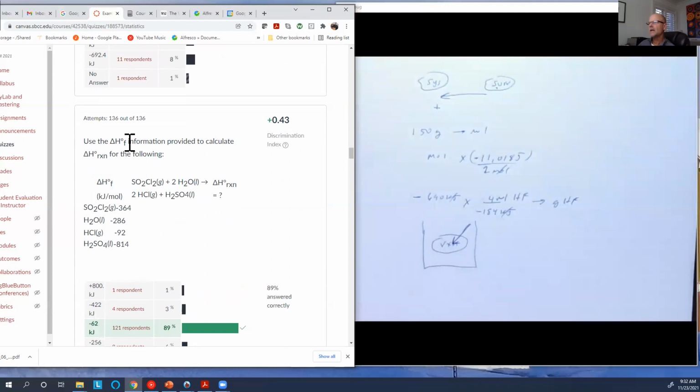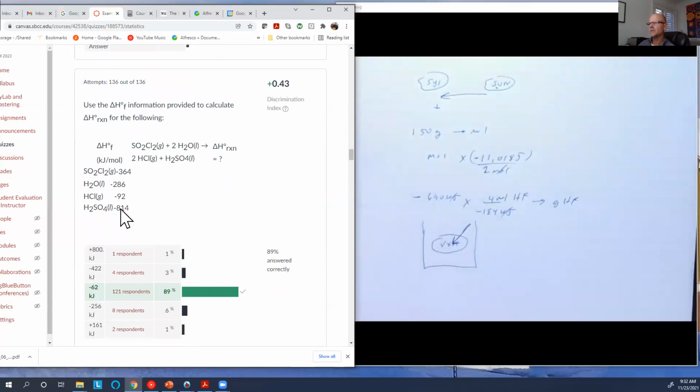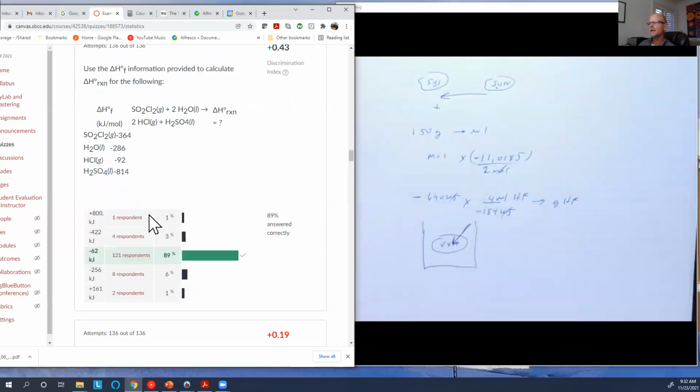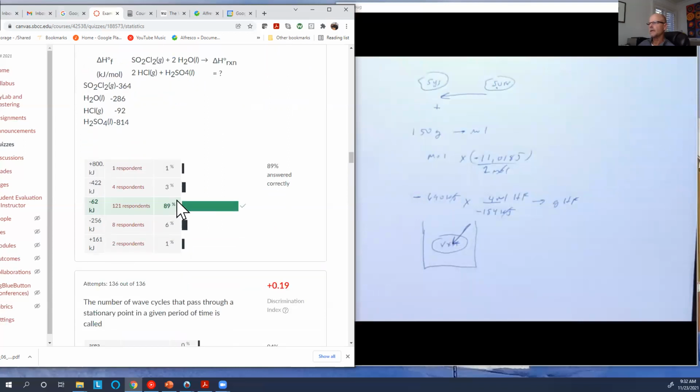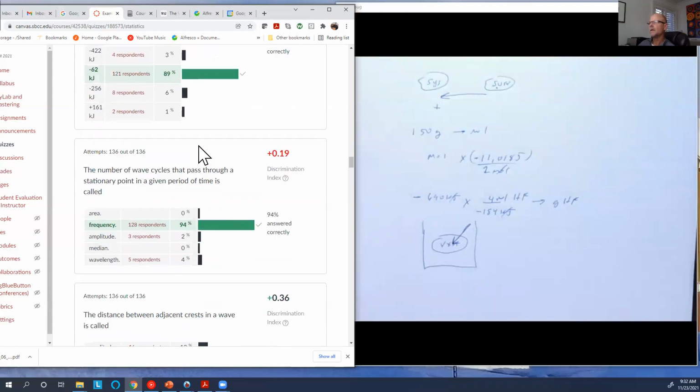In this reaction, you had to use the enthalpies of formation to get delta H for the reaction, right? And this is the reaction that you're looking for to get delta H. The enthalpies of formation are given here. So it's the enthalpies of formation of the products minus the enthalpies of formation of the reactants. And if you do that, you get negative 62 kilojoules. Again, nice job on that one.